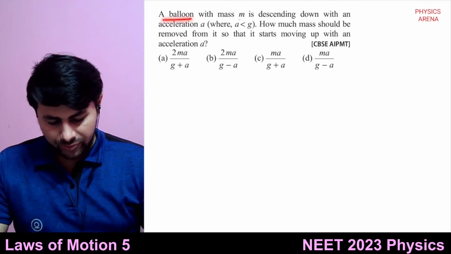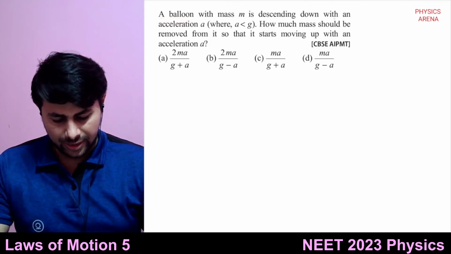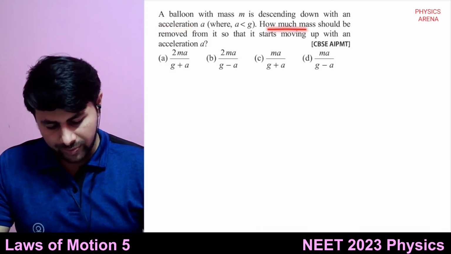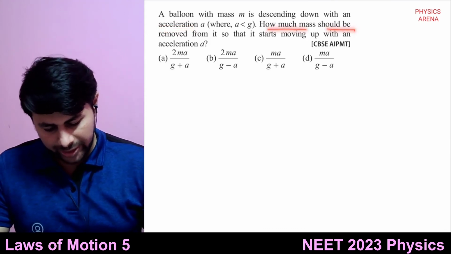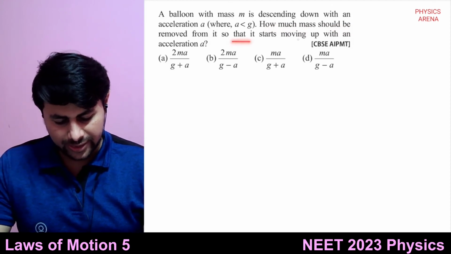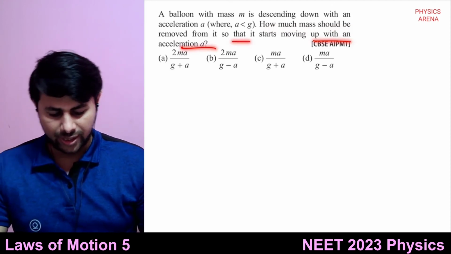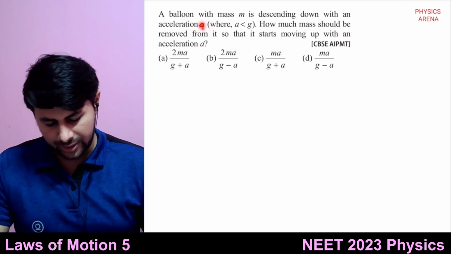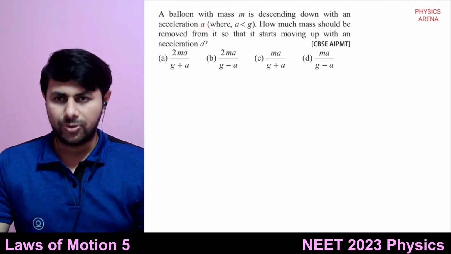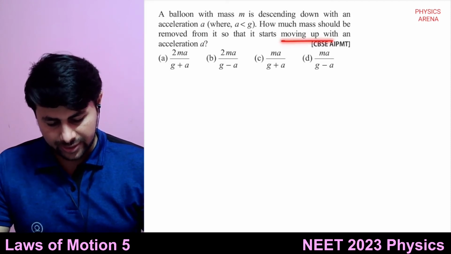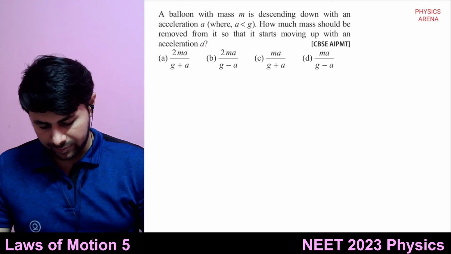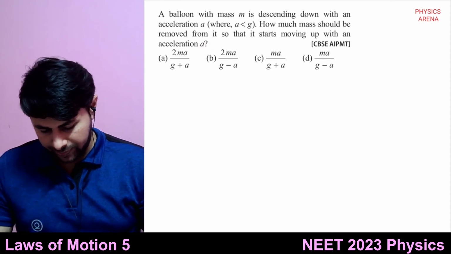A balloon with mass m is descending down with an acceleration a. A is less than g. How much mass should be removed from it so that it starts moving up with acceleration a? So the balloon is accelerating down with acceleration a. How much mass should you remove from it such that it starts moving up with acceleration a? This is the question. So let's draw a balloon.